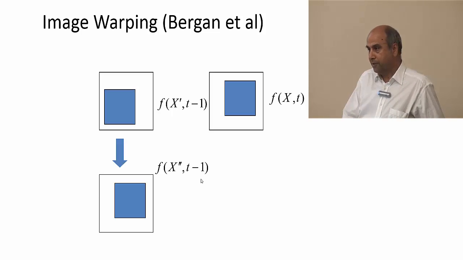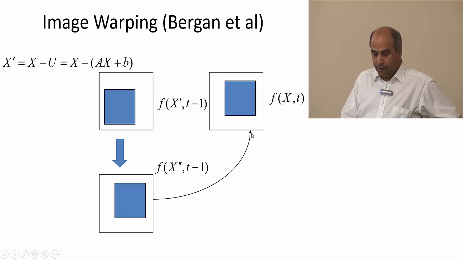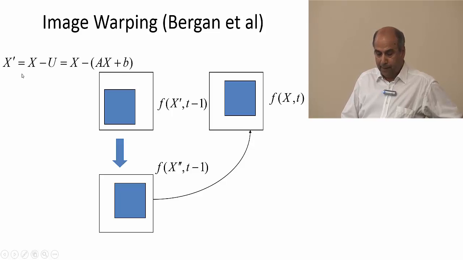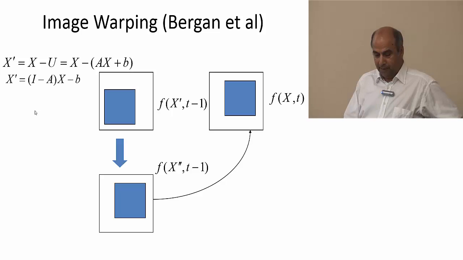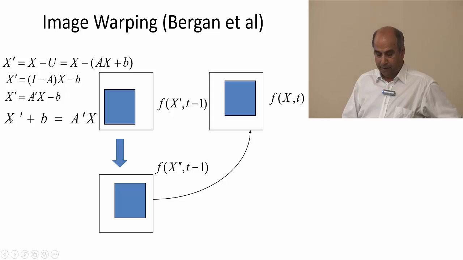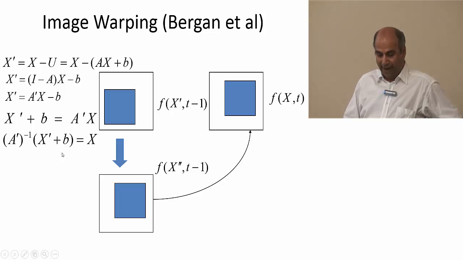We'll call this warped image x double prime t minus 1, and it should look like this. Now we know that x prime can be obtained by subtracting u, the motion, from x, and we are assuming the motion is affine, so that's given by x plus b. This relates x and x prime like that. We can manipulate these and take x common here, so this becomes identity minus a, and we can call this another matrix, a prime. Then we can bring b here, and at the end we have x in terms of x prime. So if we know x prime, we can find x; if we know x, we can find x prime.